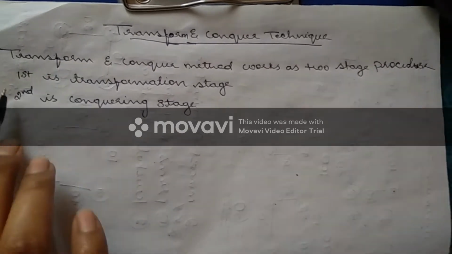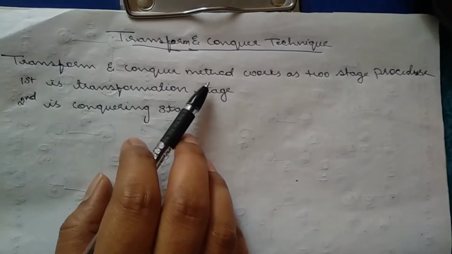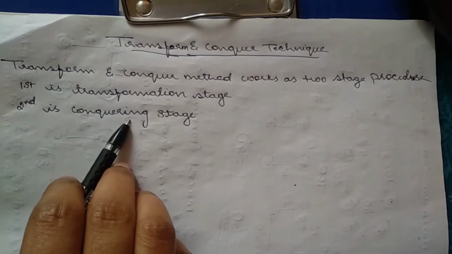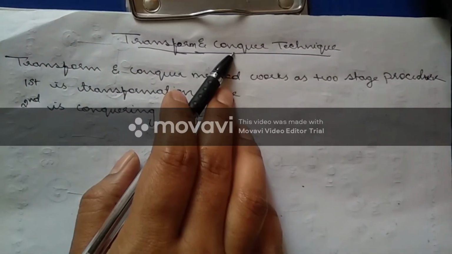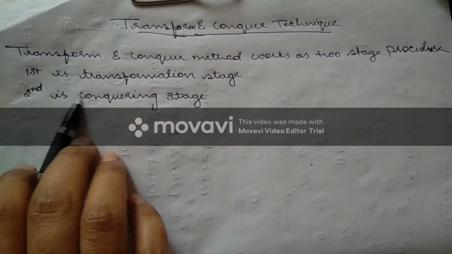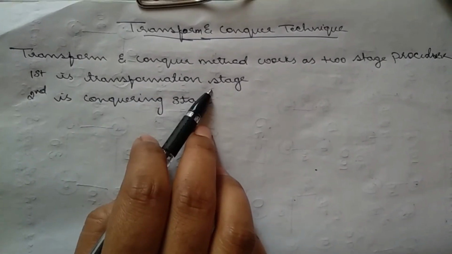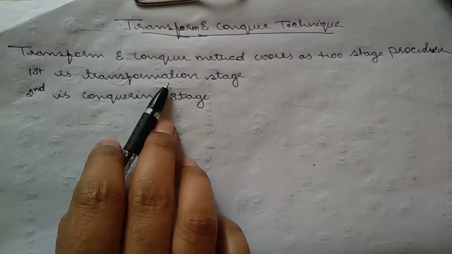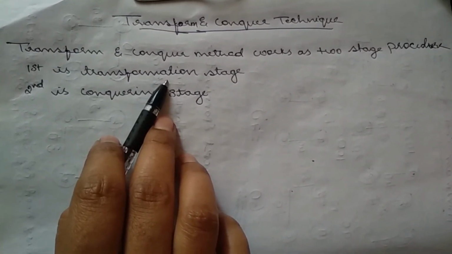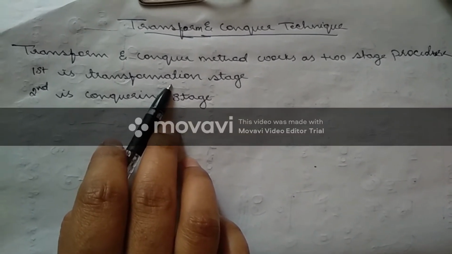Okay, here let me come with the definition of this one. The transform and conquer method works as a two-stage procedure. One is transformation and one is conquering. The first step is the transformation stage and the second step is the conquering stage. Let me first tell you what you mean by this transformation stage. Here in this transformation stage, the problem instance is modified into another problem instance for some reason, that will get you the perfect solution.